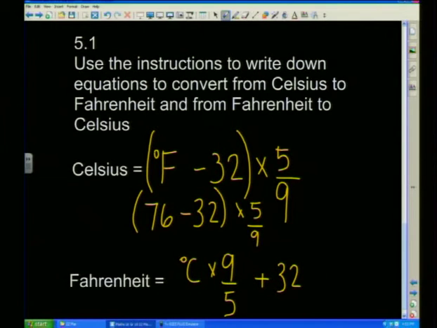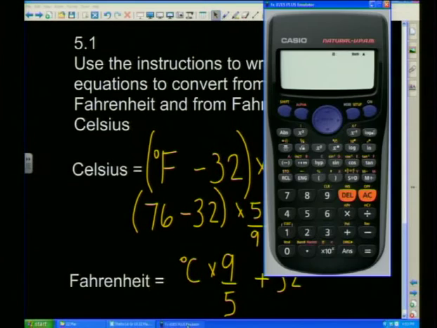So on my calculator, I'm going to say 76, and then minus my 32 equals, I'm going to times it by 5 equals, and divide it by 9 equals. And I get an answer of 24,4.